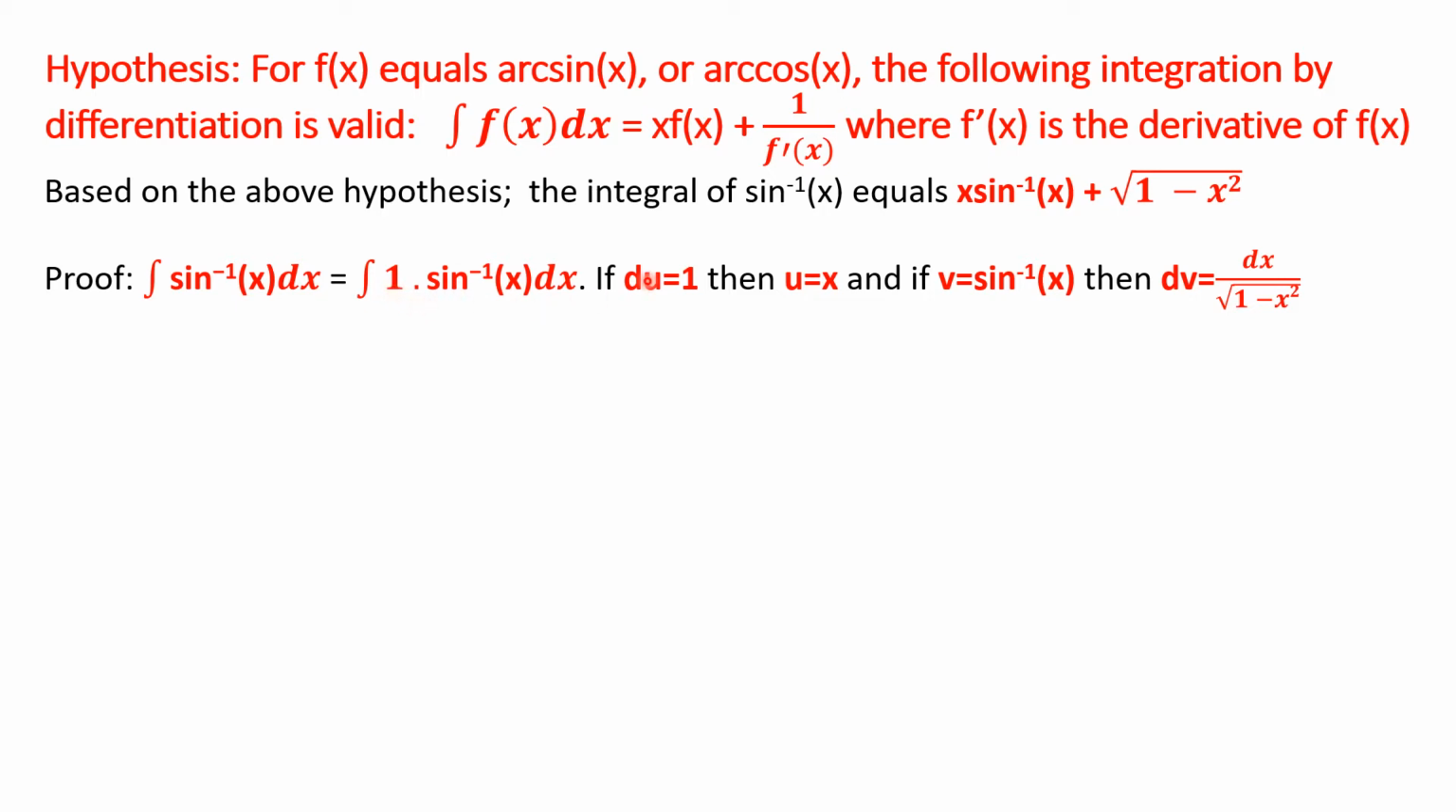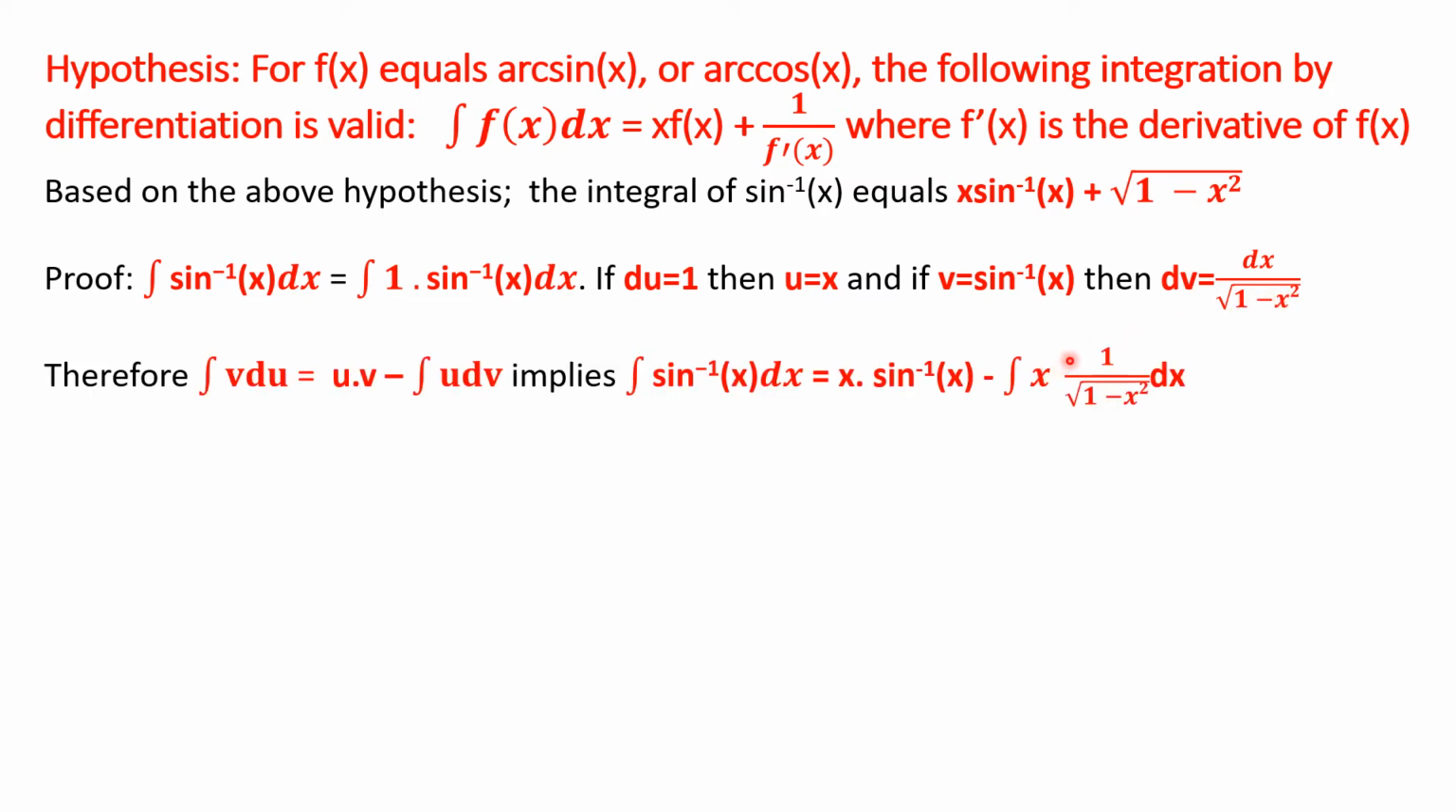Since du equals 1, then u will be equal to x. And we have no choice but to use v for sine inverse of x. So if v is equal to sine inverse of x, then dv will be equal to dx divided by the square root of 1 minus x squared. Now we just have to do the plugging. The general formula is integration of v du equal to uv minus integration of u dv. We'll just plug in.